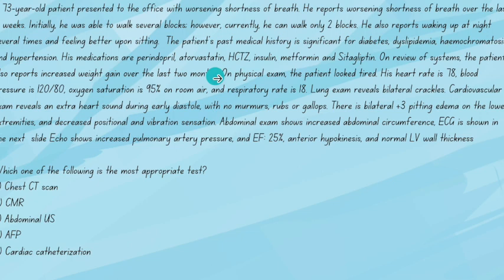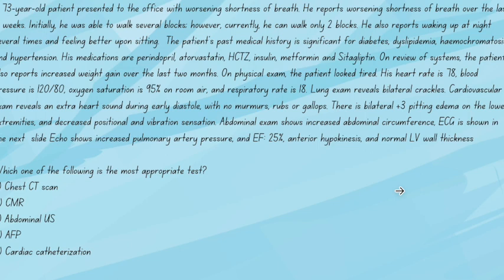You examine him, his heart rate is 78, the blood pressure is 120 over 80, oxygen saturation is 95%, and respiratory rate is 18. You examine his lungs, that reveals bilateral crackles. Cardiovascular exam reveals an extra heart sound during early diastole with no murmurs, rubs, or gallops. There is bilateral plus pitting edema. The lower extremities show decreased positional and vibration sensation. Abdominal exam shows increased abdominal circumference.